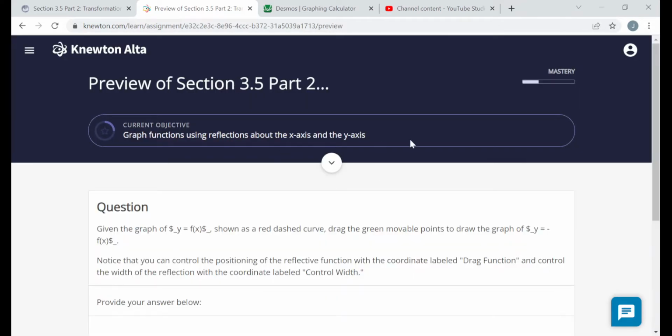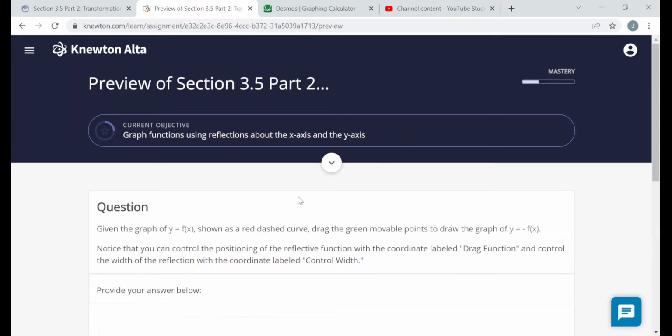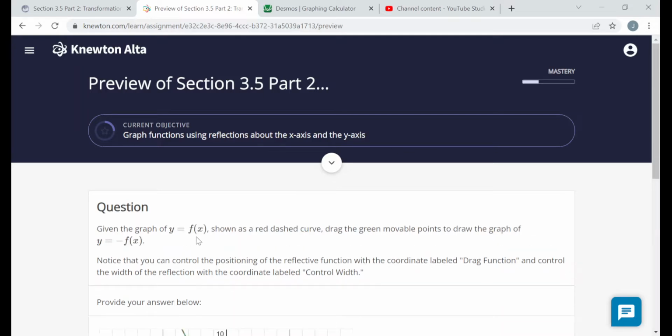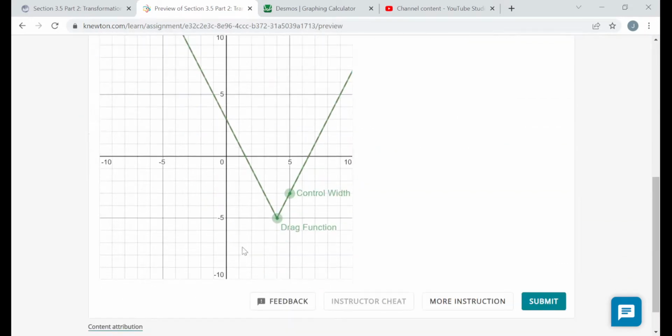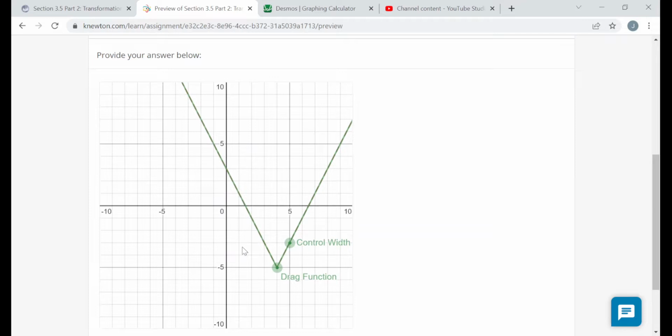So now we got reflections again. So here's y equals f of x. Once again, they're just asking you to graph the reflection across the x-axis, right? Take f of x and multiply the whole thing by -1. So let's take the points and reflect the points across the x-axis.